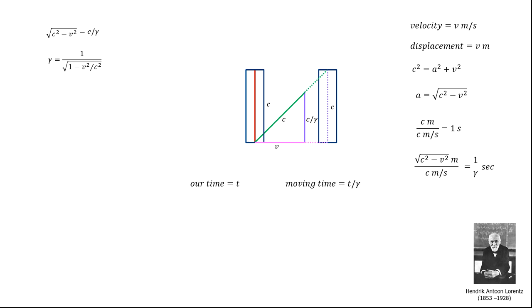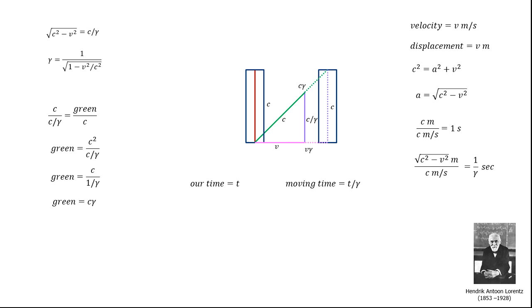We've set up two similar triangles. The length of this side c over the length of this side c over gamma equals the length of the green line, which includes the extension, over the length of the solid green line, which is also c. If we multiply each side by c, we get this. We can factor out c over c. We can then put gamma in the numerator. The distance we see the light travel is c times gamma.